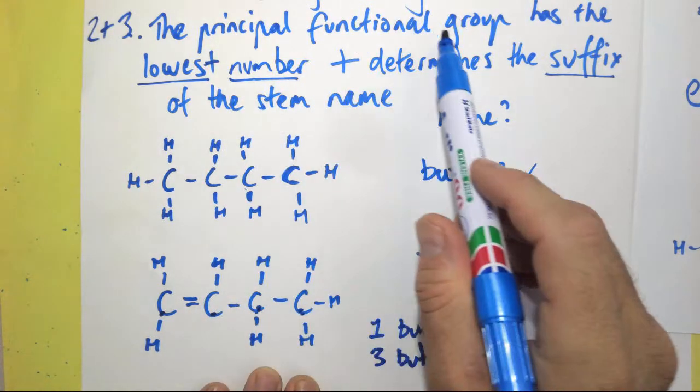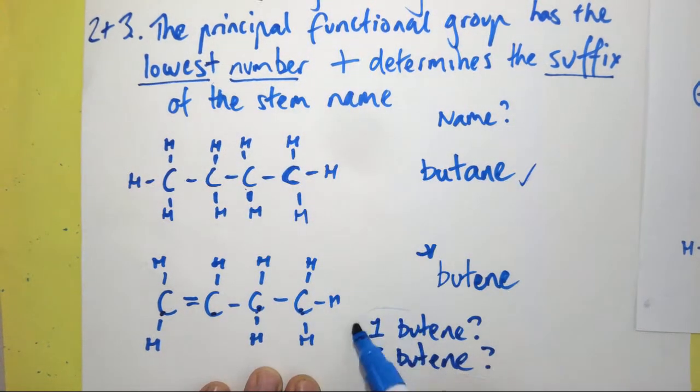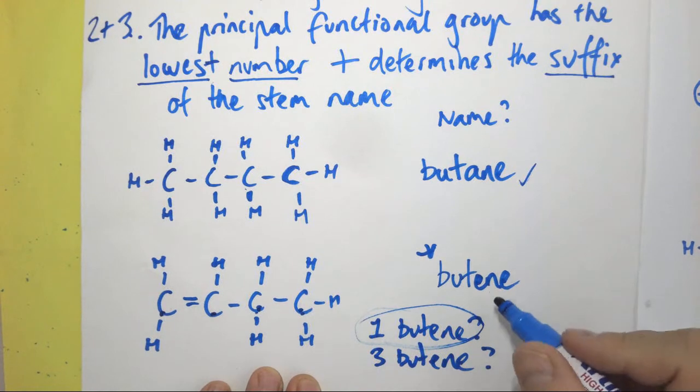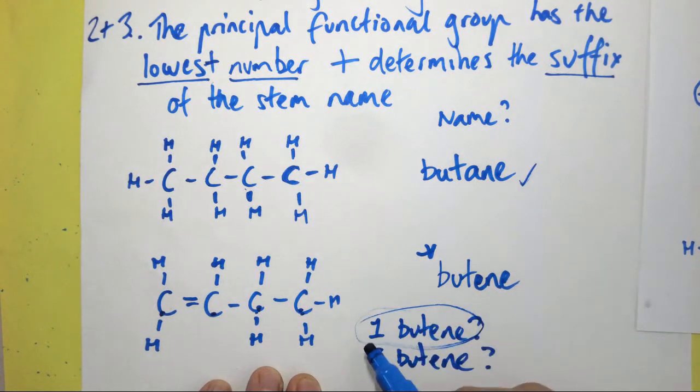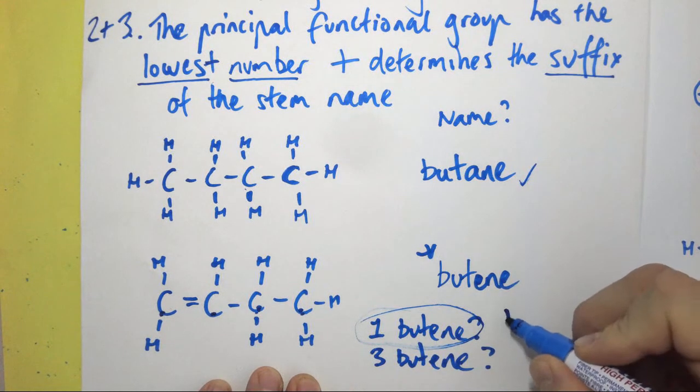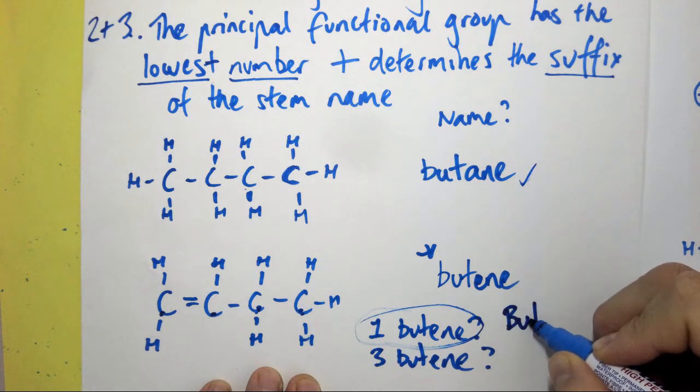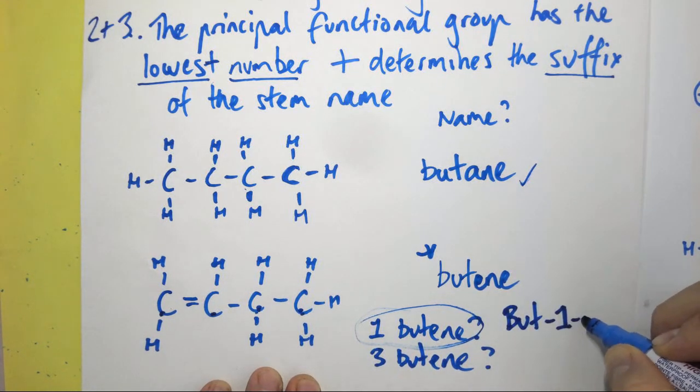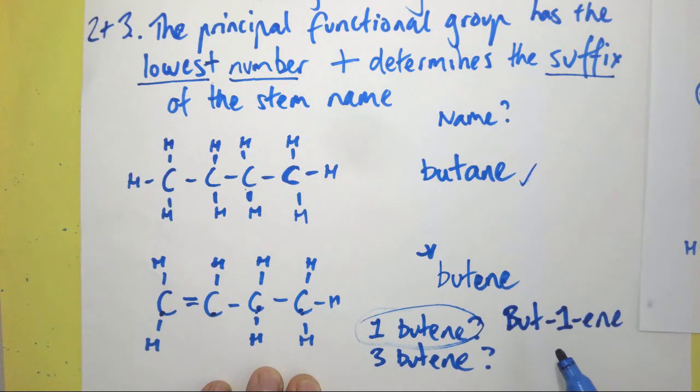But our principal functional group has the lowest number, so we've got to choose this one. Except when we write our double bonds, we don't put the number at the front. We call it but-1-ene. That's a bit of a jump ahead, but I think you'll understand. But, 4 carbons, 1 shows where the double bond is, ene.